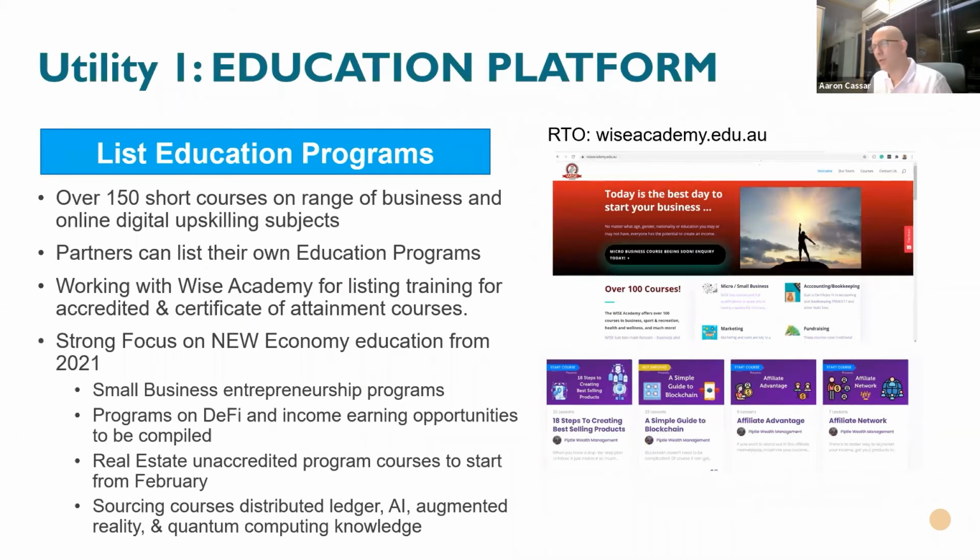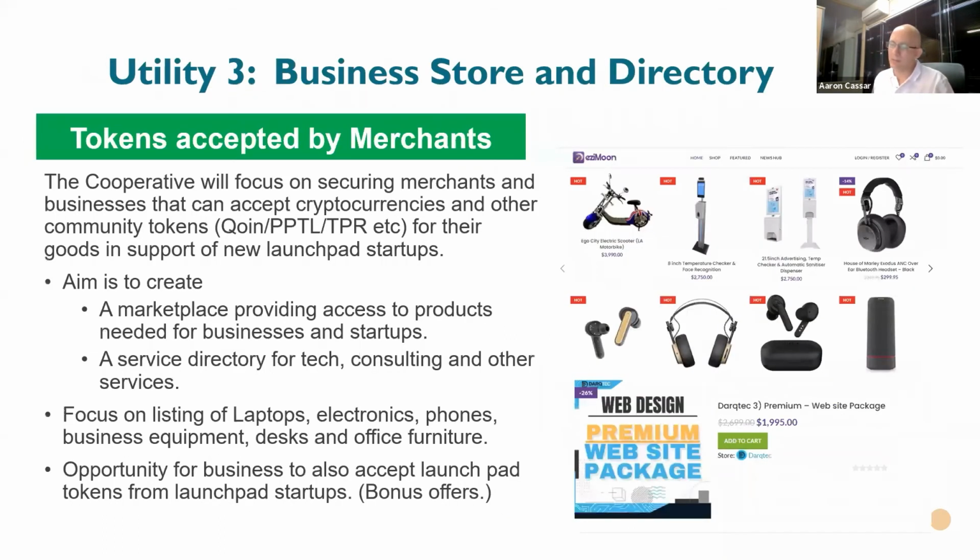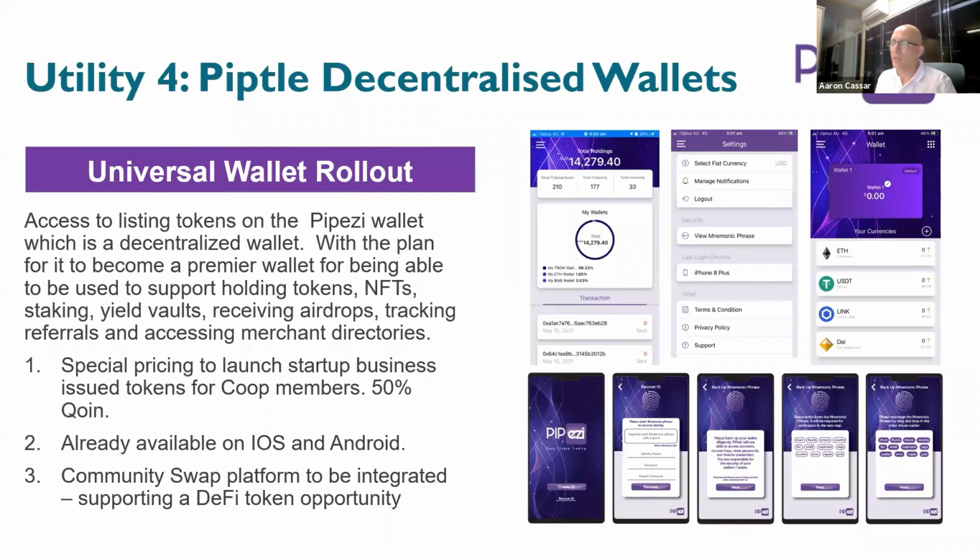So if we look at the sort of products we've got, we've got education, we've got access to a token issuing platform. So we can help anyone who wants to issue a token to come on board and do that through us, right? We can provide access to a business store and directory where people then can use their tokens to buy real goods and services that they want. And then we have our wallet, which has been created as well.